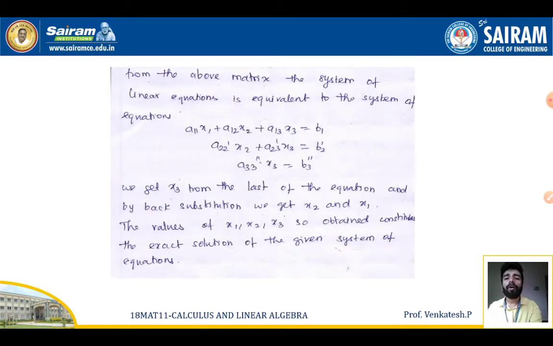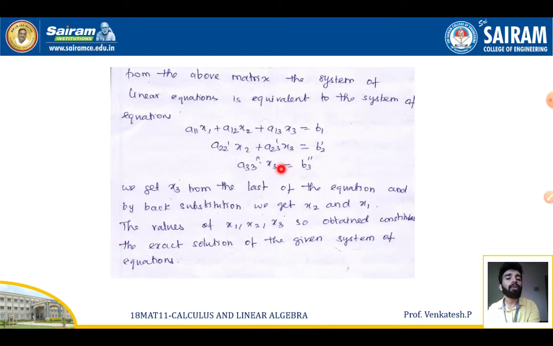So now from the above matrix, the system of linear equations can be written as the following system of equations: a11 x1 + a12 x2 + a13 x3 = b1, a22' x2 + a23' x3 = b2', a33'' x3 = b3''. So now from the system we can easily find the values of x3, x2 as well as x1. From the third equation we can easily estimate the value of x3.